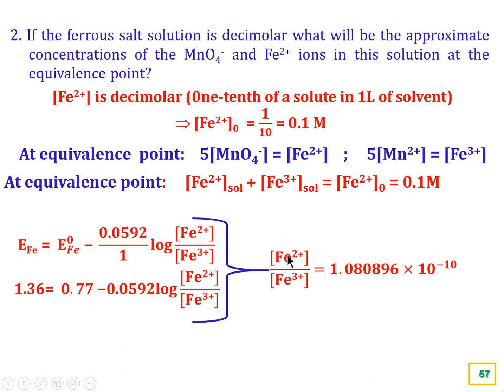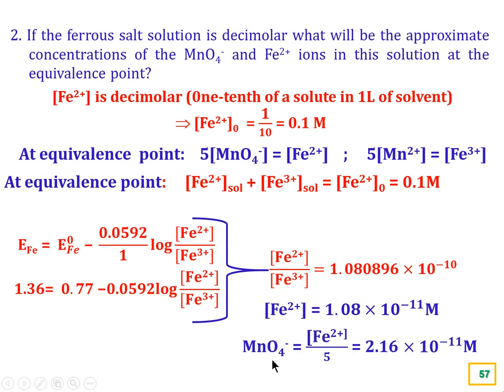So we have now two equations of two unknowns. We can calculate the concentration of Fe2+ and Fe3+ in the solution at equivalence. So Fe2+ is equal to 1.08 times 10 to the power minus 11 molar. Then we deduce the concentration of MnO4- at equivalence is equal to the concentration of Fe2+ at equivalence divided by 5. So the concentration of MnO4- equals 2.16 times 10 to the power minus 11 molar.